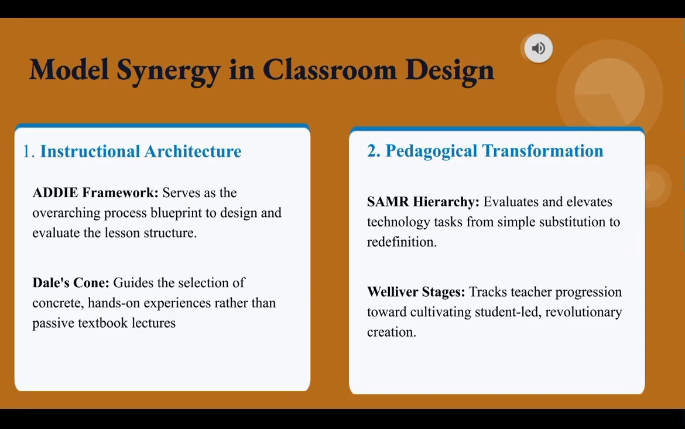SAMR comes in when I add technology. It asks whether the technology is just replacing paper or whether it's creating something new that wasn't possible before. For example, students building a digital nitrogen cycle simulation instead of copying a diagram.